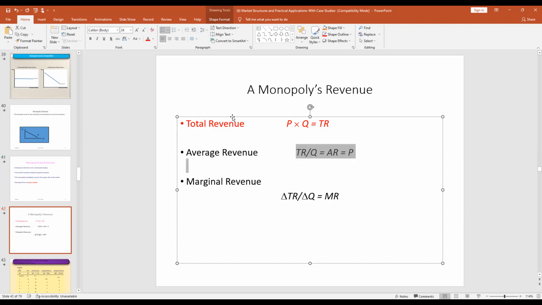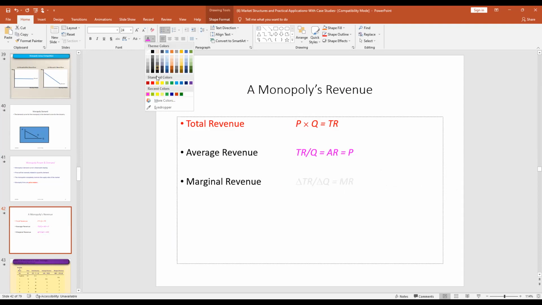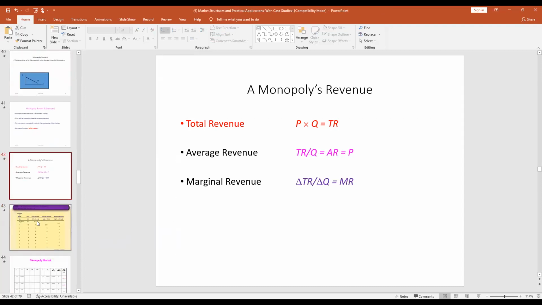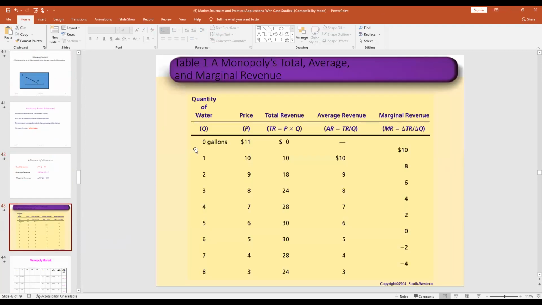Average revenue is total revenue divided by quantity. Right? Marginal revenue is delta TR divided by delta Q. You must know this, it is the same for everything. So now we can calculate like this.